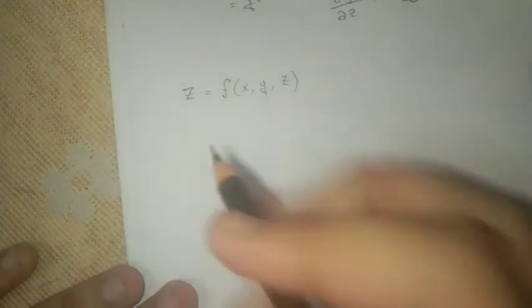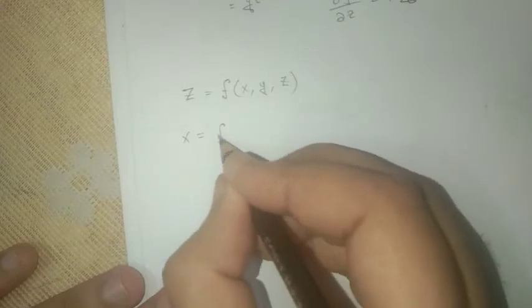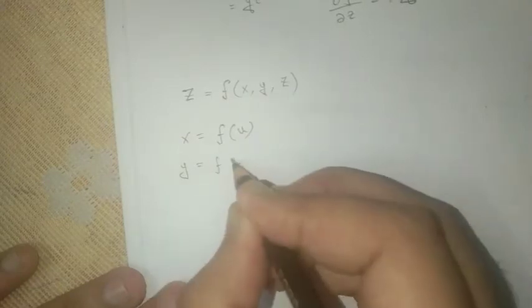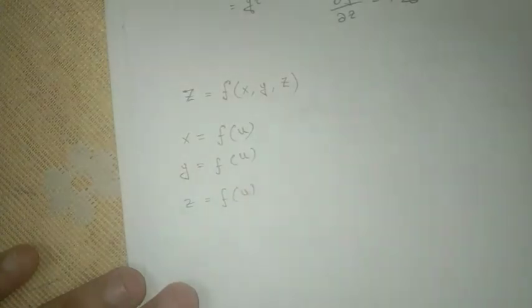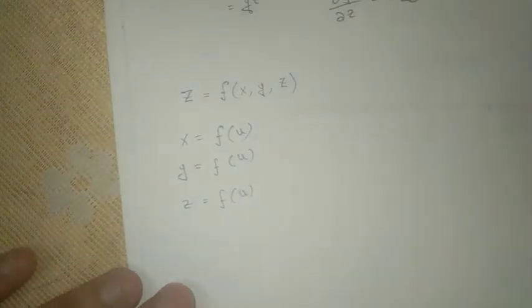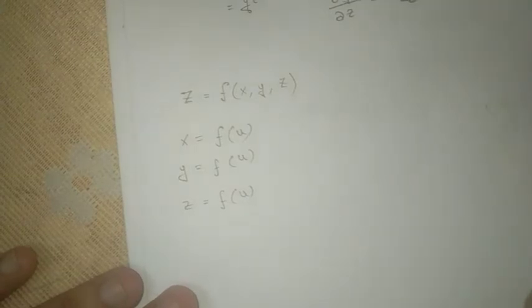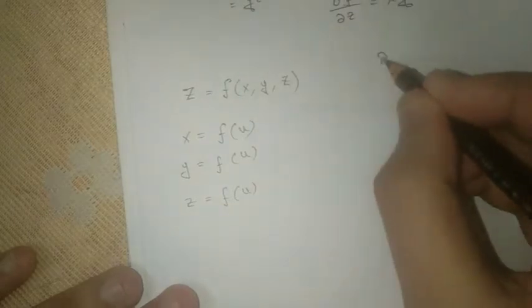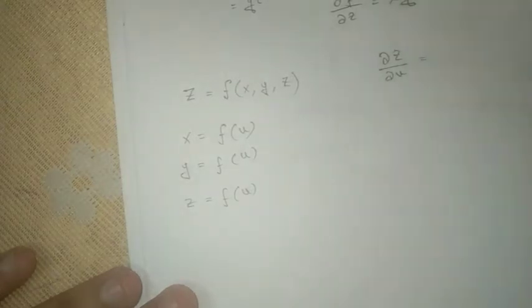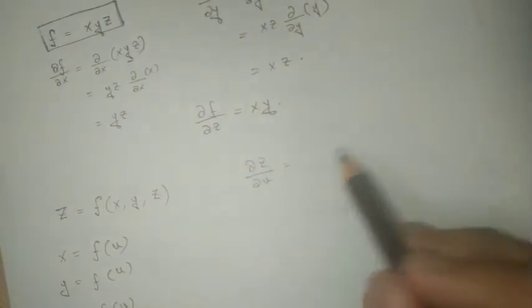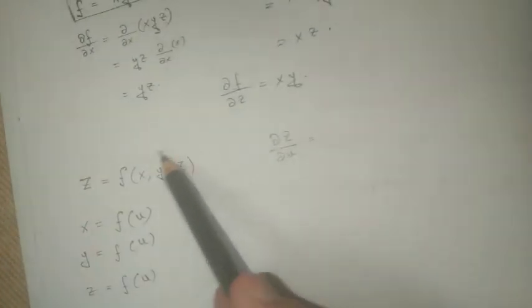And x depends on another variable which is u. Similarly, y depends on another variable u, and z depends on another variable u. So how will you draw the tree diagram so that you can write del z del u as a combination of all these variables?